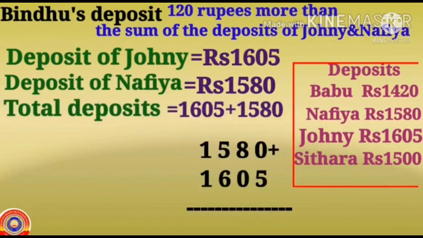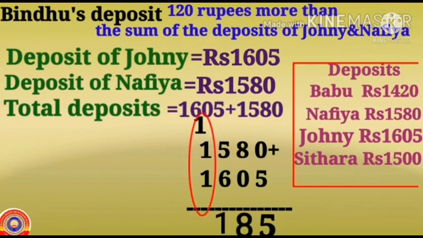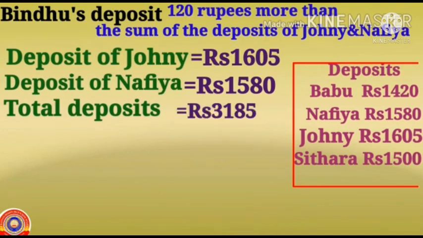1605 plus 1580. 0 plus 5, 5. 8 plus 0, 8. 5 plus 6, 11. Write 1 here, 1 is the carryover. 1 plus 1, 2 plus 1, 3. 3185. Next, add 120 rupees with 3185 rupees.